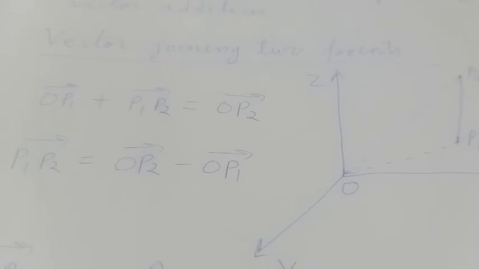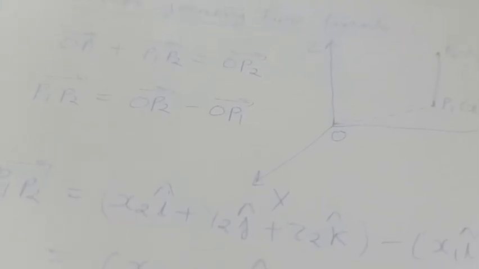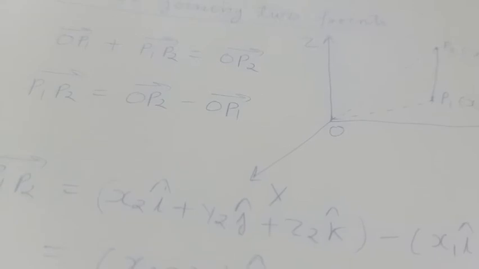Vector OP1, sorry, not OA, vector OP1 plus vector P1P2 equals vector OP2. From this we can say vector P1P2 equals vector OP2 minus vector OP1. Now, since the coordinates of P1 and P2 are given, we can find the value of vector OP2. OP2 is nothing but the position vector of P2.